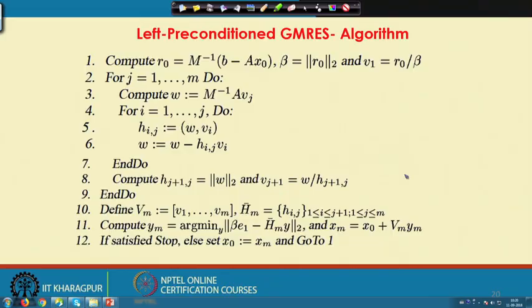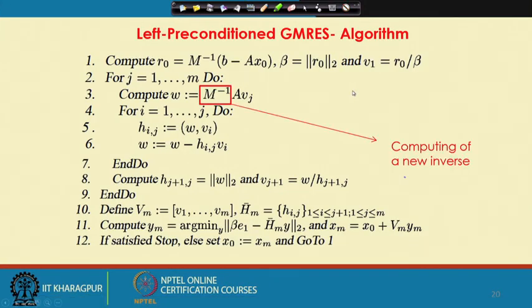While doing so, we get two important steps here. One is M inverse (b minus A x 0), which is one time step at least which you have to do. Actually not one time step, at every iteration you have to do M inverse, and also M inverse A v j. So, every iteration requires an evaluation of the matrix M inverse, or of the preconditioned matrix M inverse A.